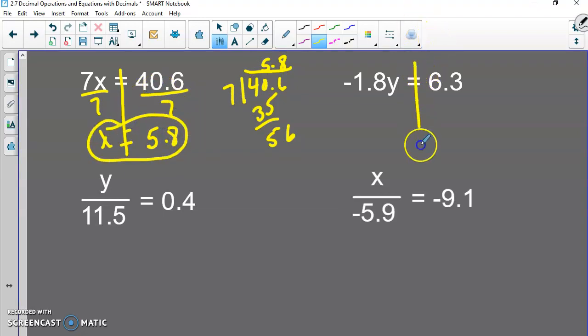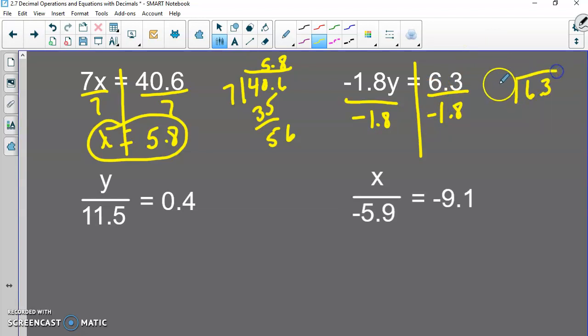Okay, let's look at this. We're going to divide by negative 1.8. Okay, over here, we'll do this. 1.8. Hope I have enough room. I'm going to move it and move it. And when I move it, I put it up here.